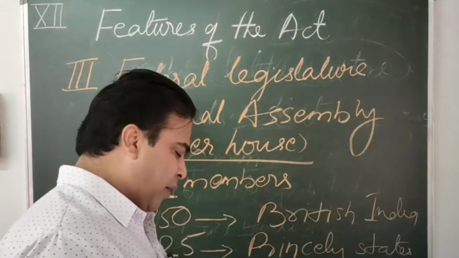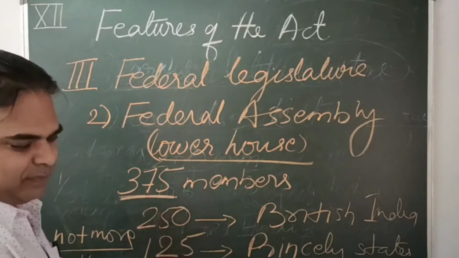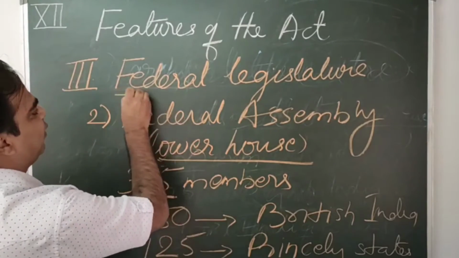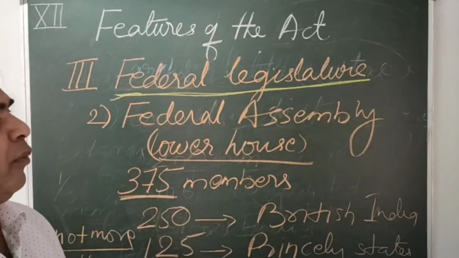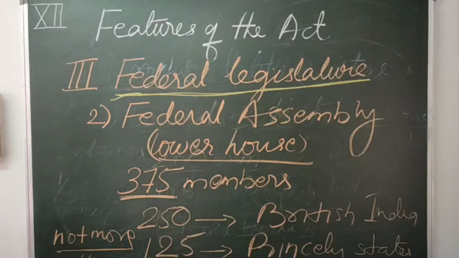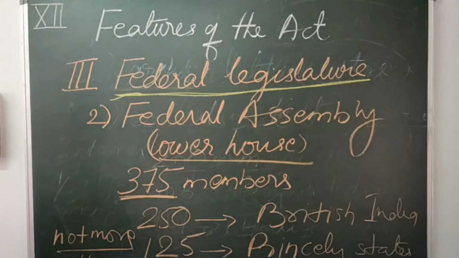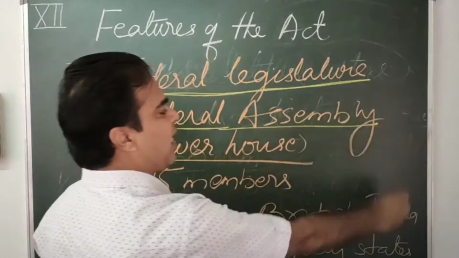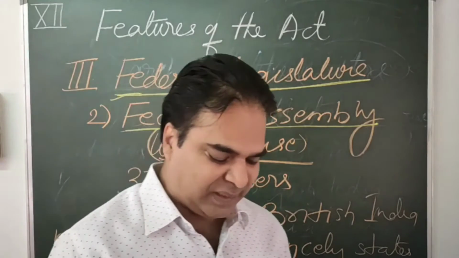Now this is all about the Federal Assembly. The first one we discussed was the Council of States, and this one is the Federal Assembly. Federal Legislature, legislature means law making body. Within this Federal Legislature, the first was the Council of States and the second was the Federal Assembly, 375 members altogether, 250 represent British India, and not more than 125 represent princely states.